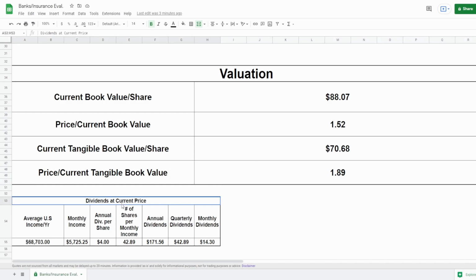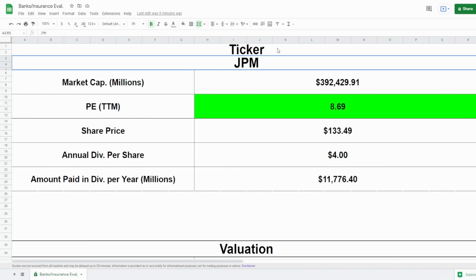Now here at the bottom, I also have this dividends at current price. I use $68,000, but you could change this to your own income. If you make more than this or less than this, you can see how much you would get in dividends if you were to put 1 month's income into this company. So again, you can just change this value right here, up to you. So all in all, guys, this is how you use this calculator, what the book value means, and how to figure out if the company that you are analyzing is overvalued or undervalued.